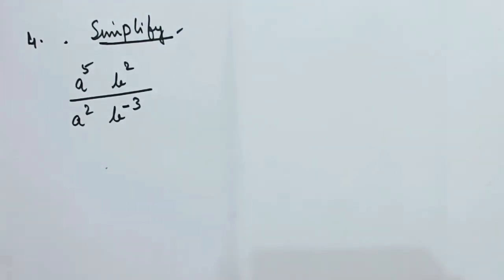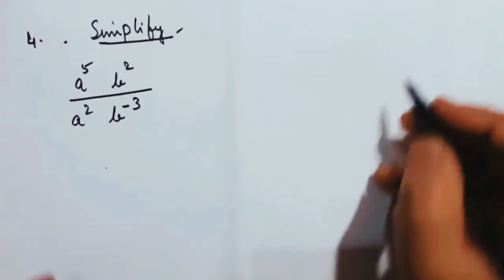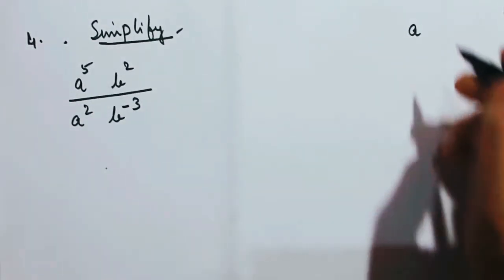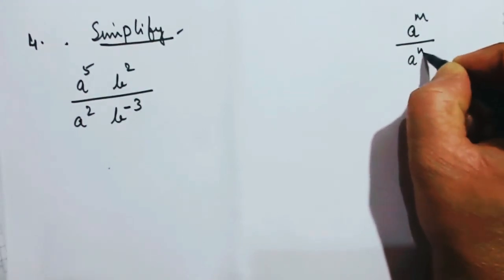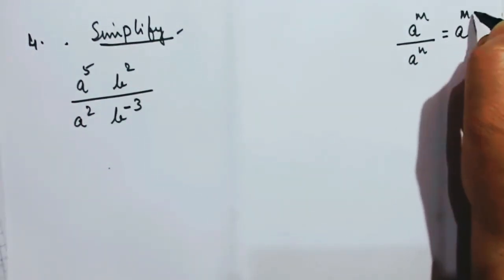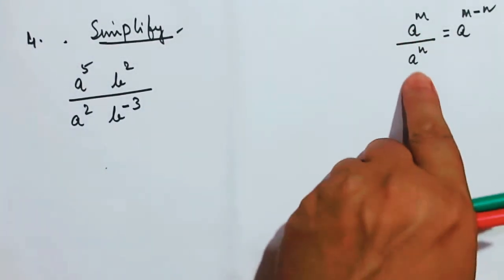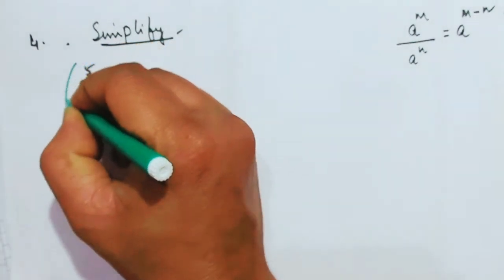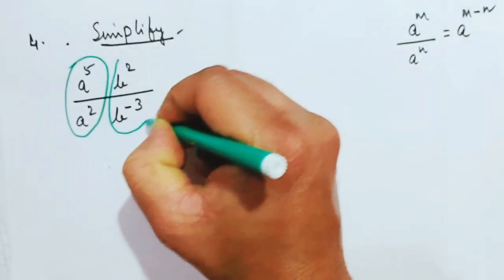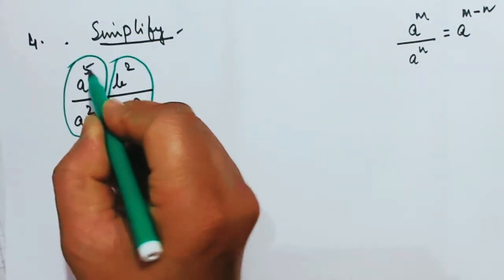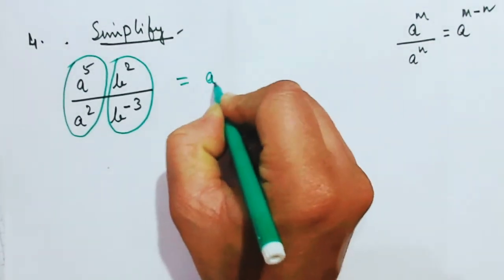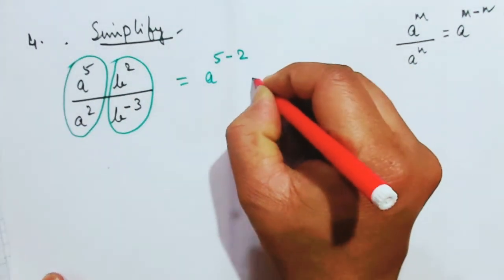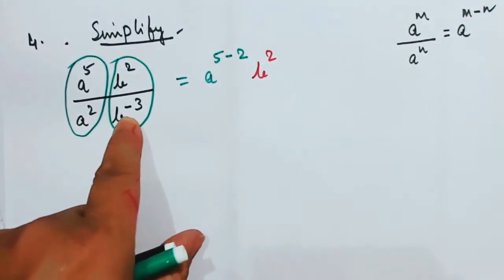I think that this is the easiest of all. As we know, whenever two terms having the same base have different exponents and they are in division form, then its value is a to the power m minus n. That means a to the power m divided by a to the power n is equal to a to the power m minus n. Similarly, have a look over here, this portion and this portion. So what do we find? a to the power m and a to the power n can be written as a to the power 5 minus 2, while b to the power 2 divided by b to the power minus 3.